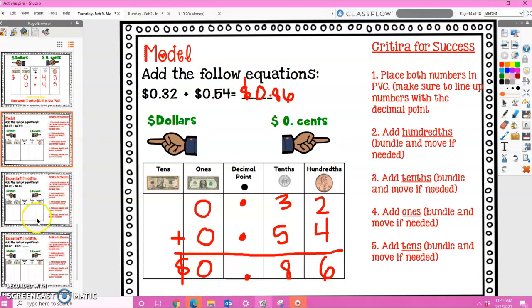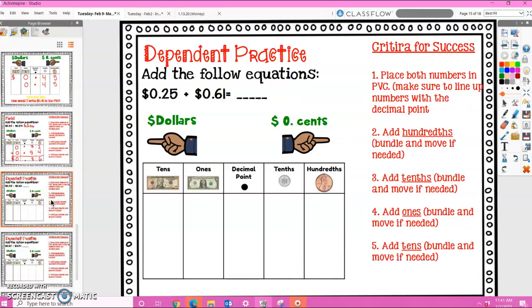So now let's try 2 together. So right now what I want you to do is pause the video and I want you to draw a money place value chart. Okay? So the first thing we're going to do is we're going to put both of our numbers in our place value chart. 25 cents and 61 cents. So let's start with 25 cents. Decimal. What number comes to the left of the decimal point? If you said 0, you are correct.